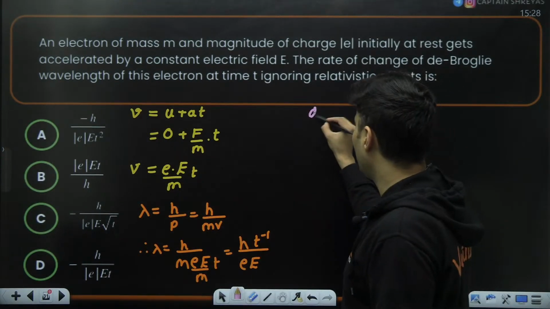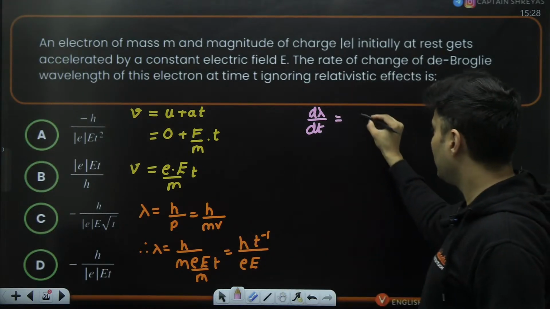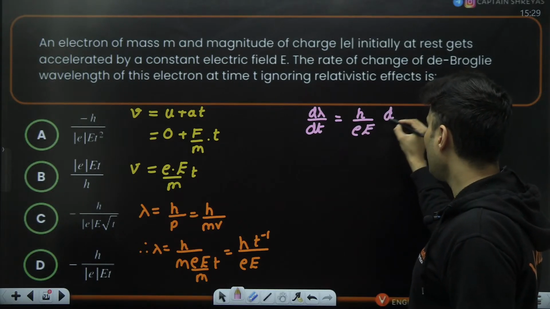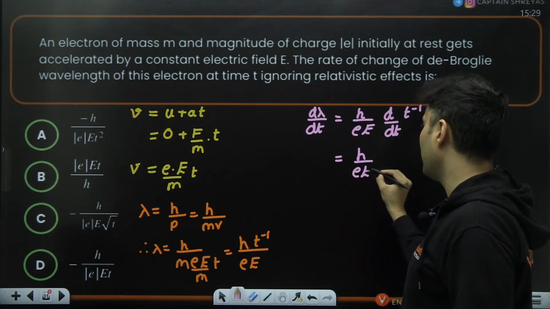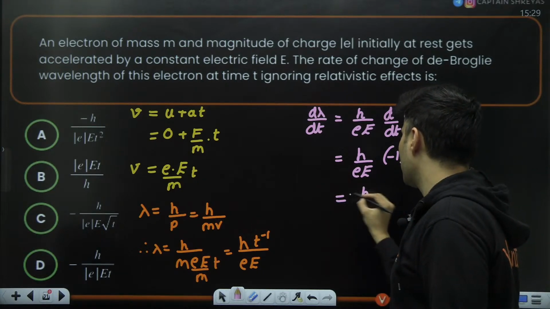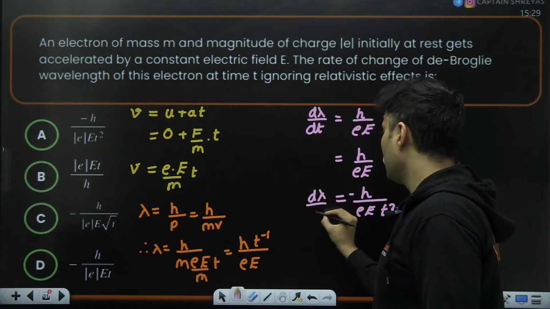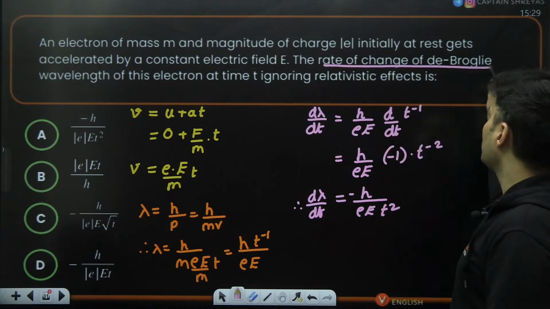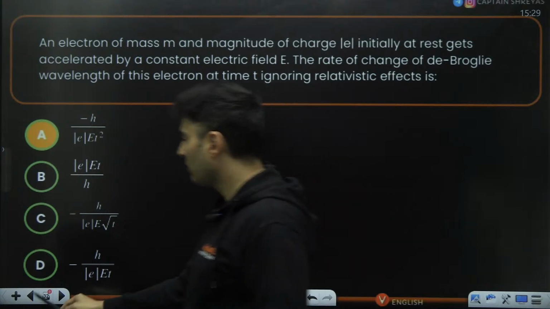So that means I have to find d lambda by dt. So d lambda by dt means all these are constants, like h is a constant, e is a constant. I have to just find the derivative of t raised to minus 1. So h by e is there, minus 1 will come outside, this will become t raised to minus 2. So this will become h with negative sign, e, t square will come below. This will be d lambda by dt, that is the rate of change of the de Broglie wavelength: h by e t square, guys, that is option A with a negative sign.